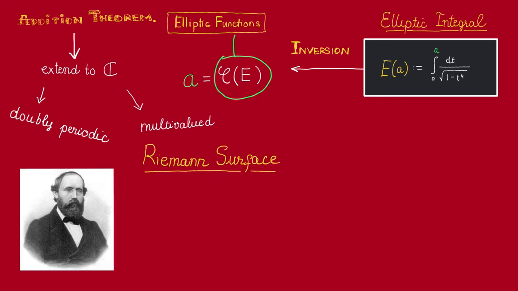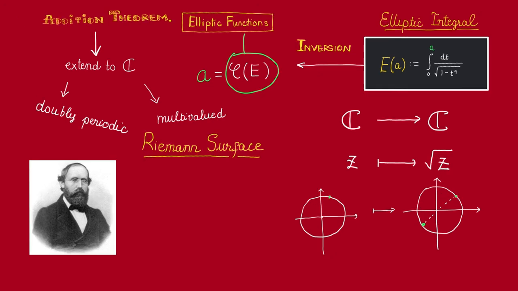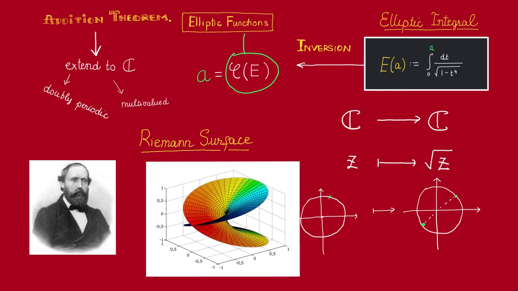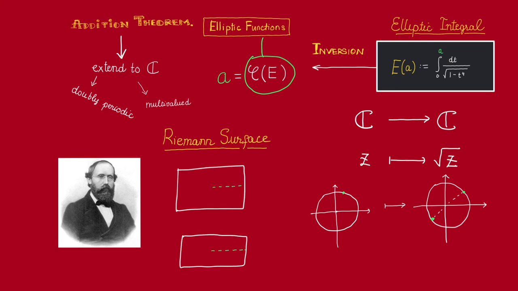Let's look at an example. How about the multi-valued function square root of z? This is multi-valued because every point in the complex plane has two square roots. To resolve that, we are going to form a Riemann surface. We are going to do so by taking two copies of the complex plane and then gluing them along some branch cut. You can think of the result as looking somewhat like this, but not quite. In reality, the Riemann surface should be smooth everywhere, so this is only for purposes of visualization.